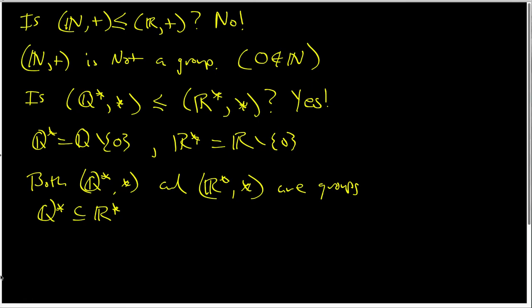So all of this together says that Q star under its multiplication is a subgroup of R star under its multiplication. Let's see, I guess let's move on to the next panel because I don't want to get crammed. Let's look at this example. Is Q star under times a subgroup of R under plus? I want you to stop the video and think about this question, and after you make a guess on the answer, then start the video back up.